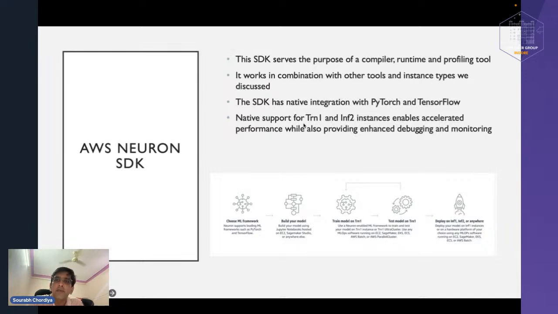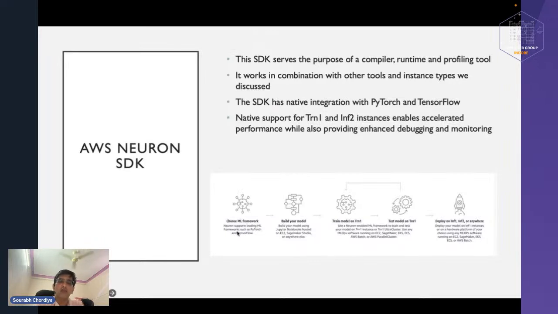There is native support, which is the most important thing, for Trainium and INF2 instances, enabled by default. That means you can just use Neuron SDK and be sure that you can play around with the newer instance types, with debugging and monitoring done very easily.